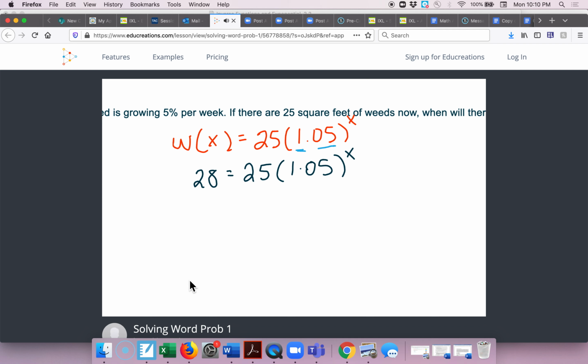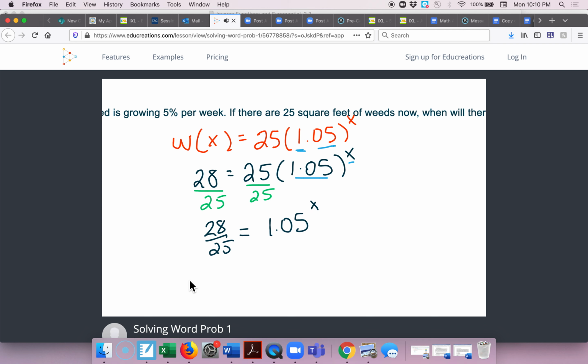Okay, so let's go ahead and do this. Previously we were used to the base and the exponent being on the left side of the equation. Now it's on the right side, but the goal is still the same, to solve for x. So we need to get the base and the exponent by themselves, so we need to get rid of the 25. How are we going to get rid of the 25? It's getting multiplied by 1.05, so we're going to do the opposite and divide. I'm going to guess that's probably not the world's greatest decimal, so I'm just going to leave it as 28/25 equals 1.05 to the x power.